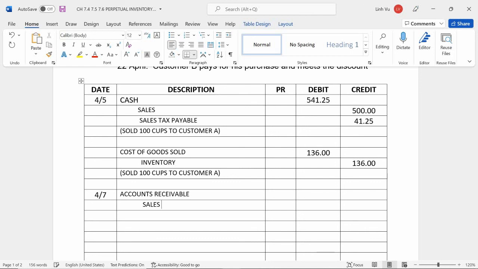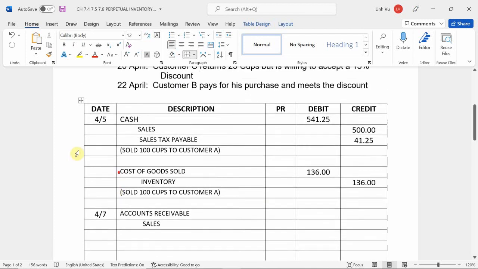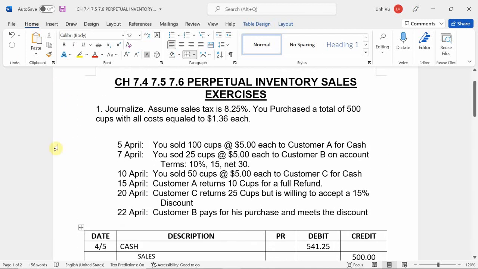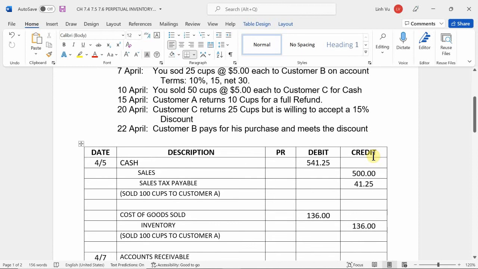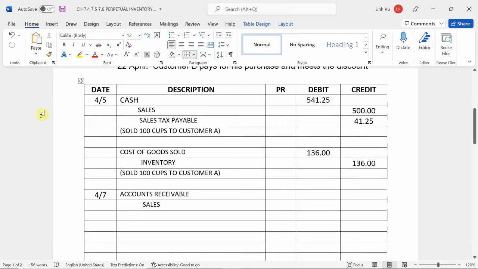Why is April 5th cash and April 7th accounts receivable? Because it says right here on April 5th, customer A paid me in cash. And then customer B placed it on an account. Okay, sorry. No worries. All right, sales. And then we need to charge some tax.